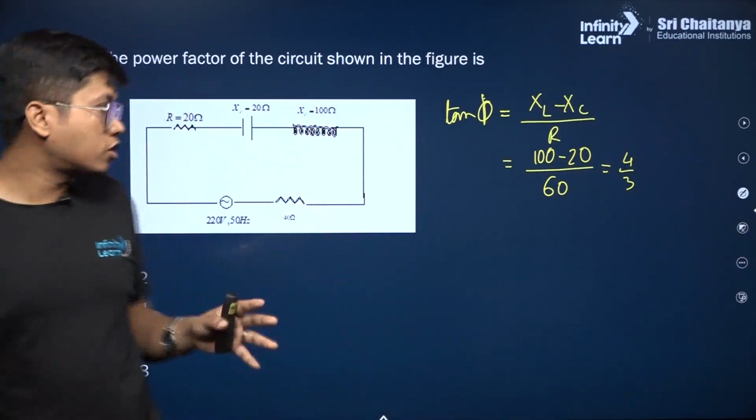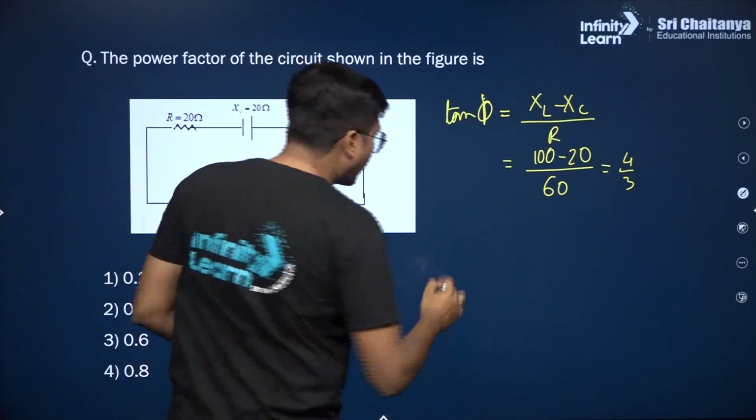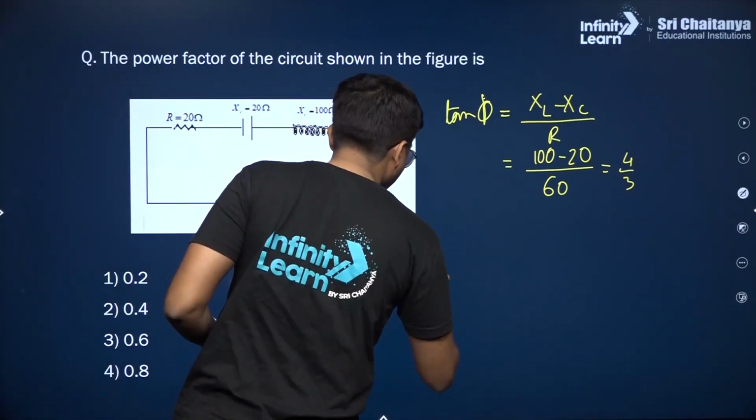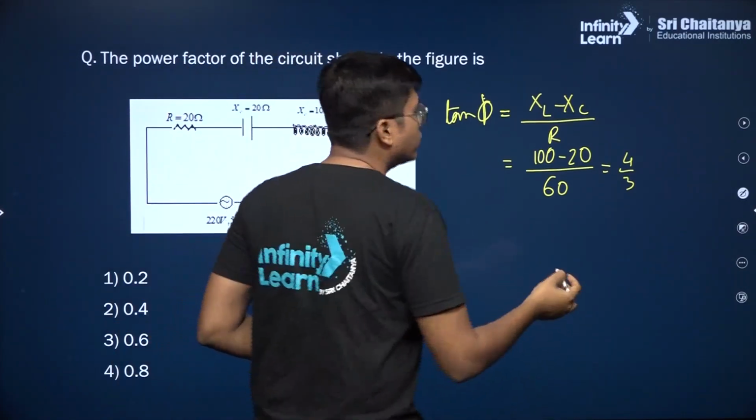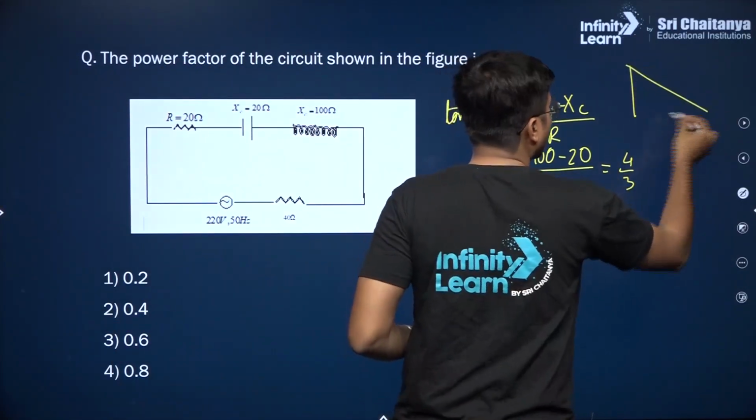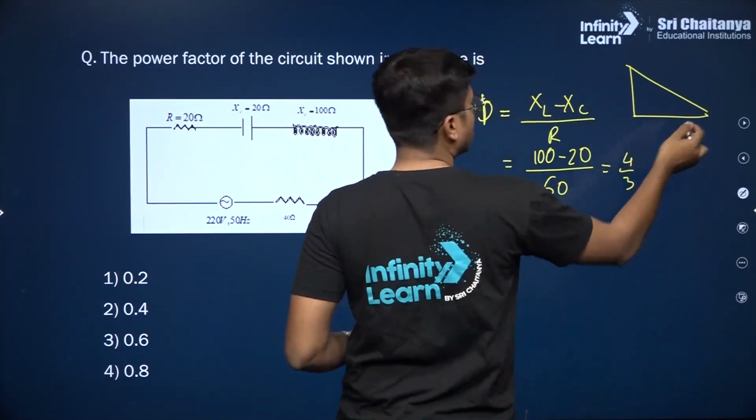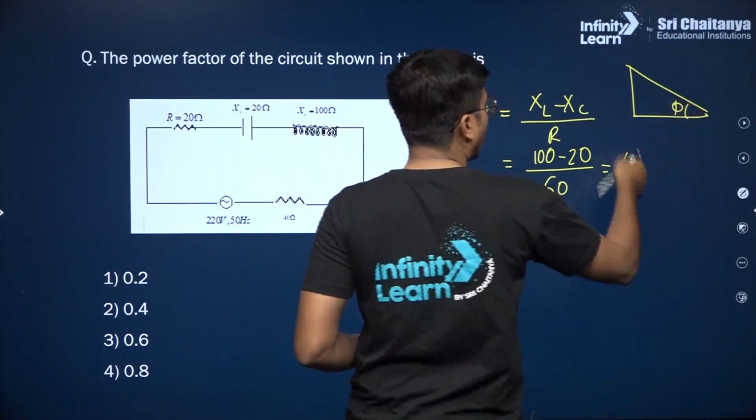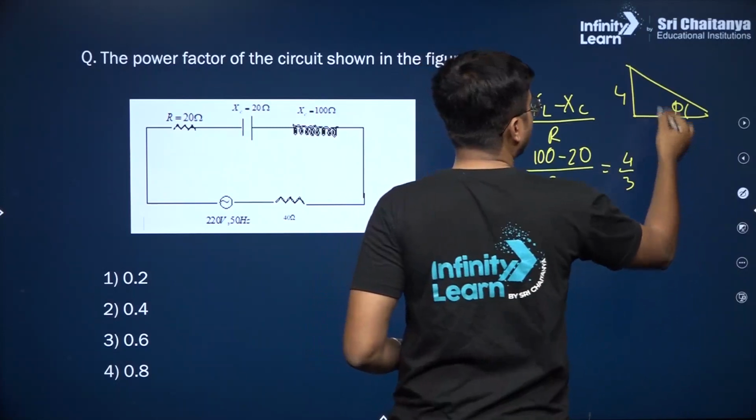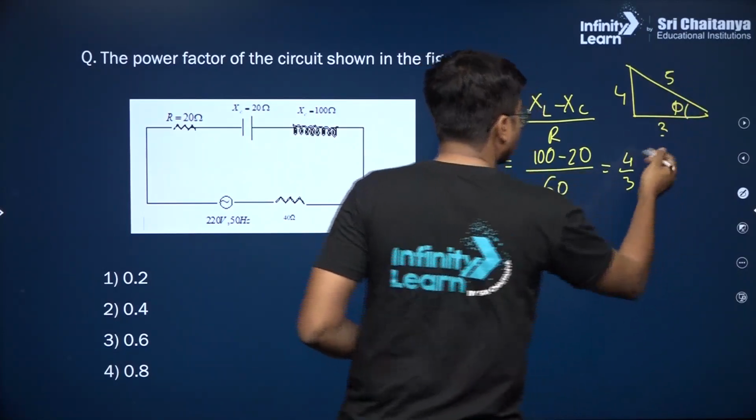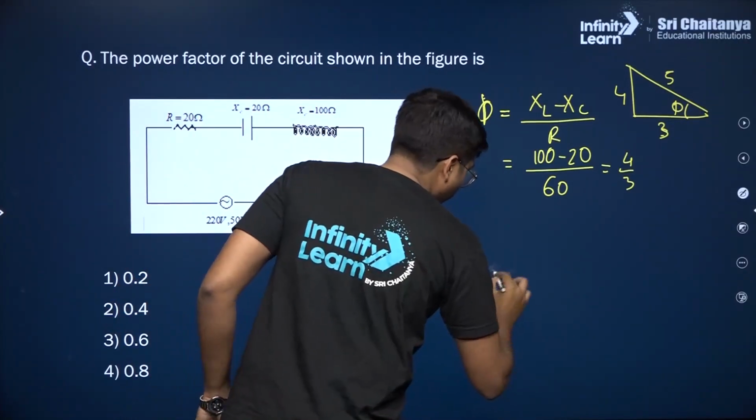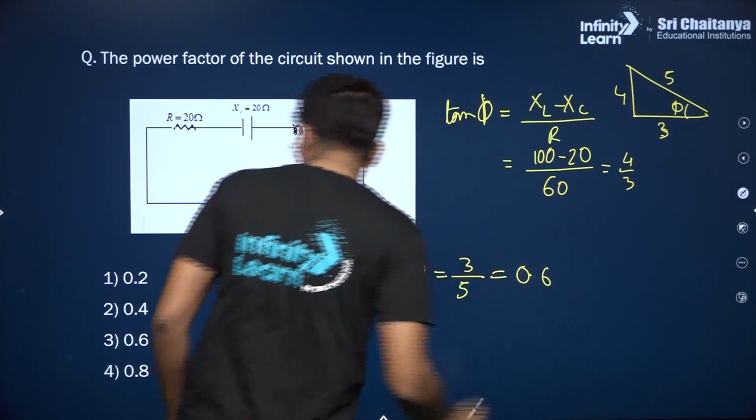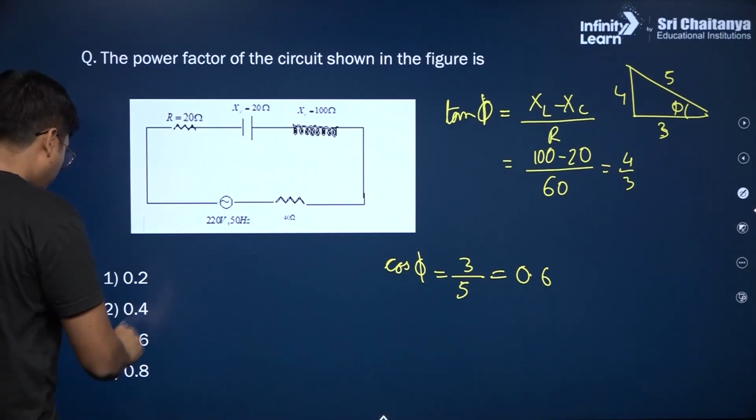Power factor is cos phi. So again, since we need to go from tan to cos, we construct our crude triangle over here, where this is phi, the opposite is 4, the base is 3, which means the hypotenuse has to be 5. Then our cos phi would be equal to 3 by 5, that is 0.6. So yes, it's going to be 0.6.